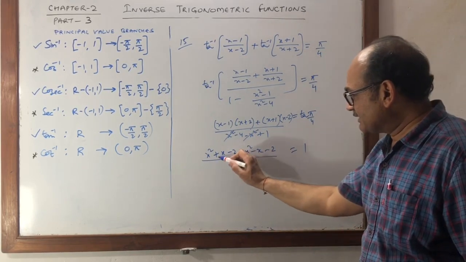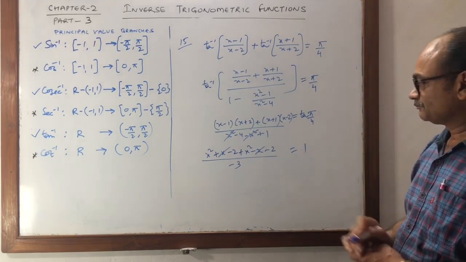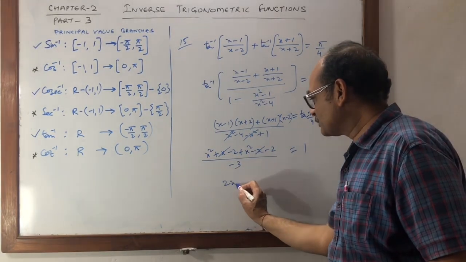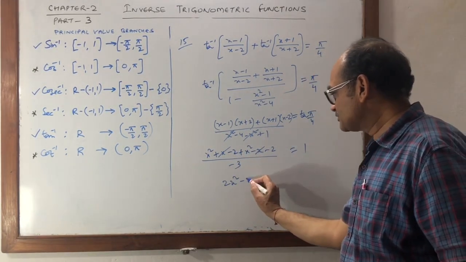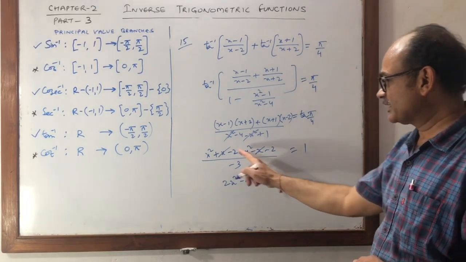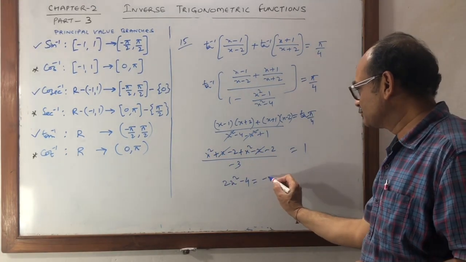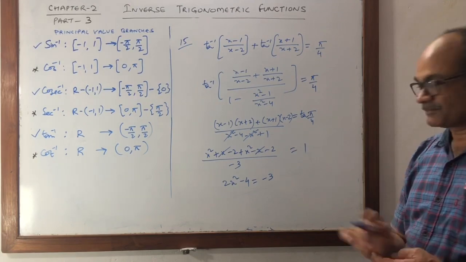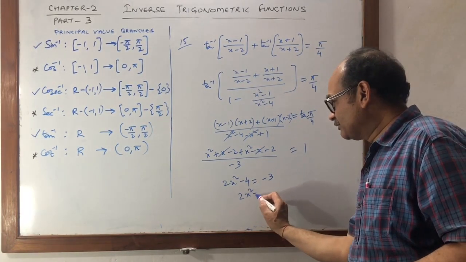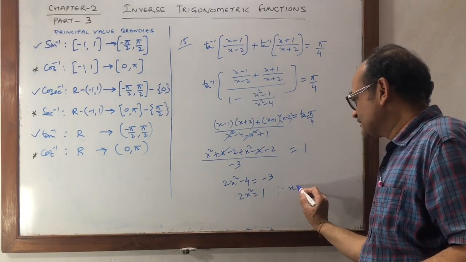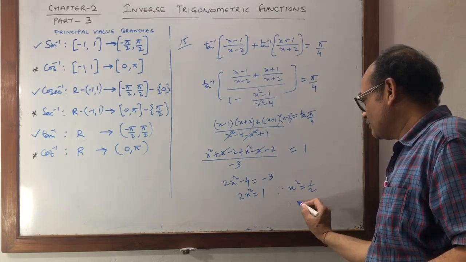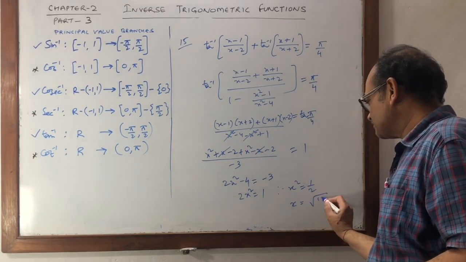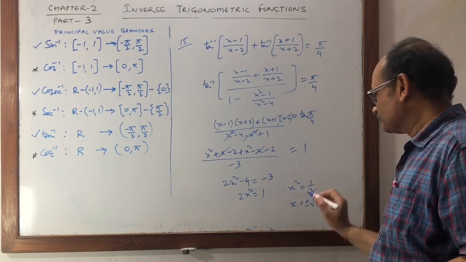Now we'll see that x and x cancel out. So we have 2x square minus 4. 2x square minus 4 equals minus 3. So 2x square equals 1, which implies x square equals half, or x equals plus minus 1 by root 2.